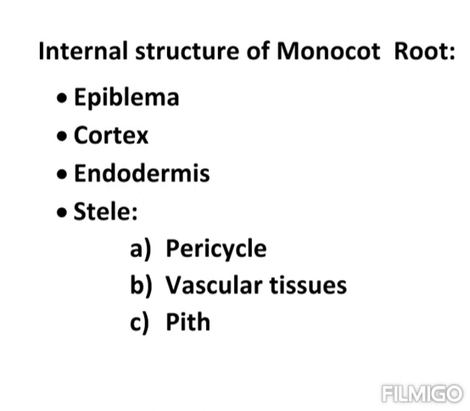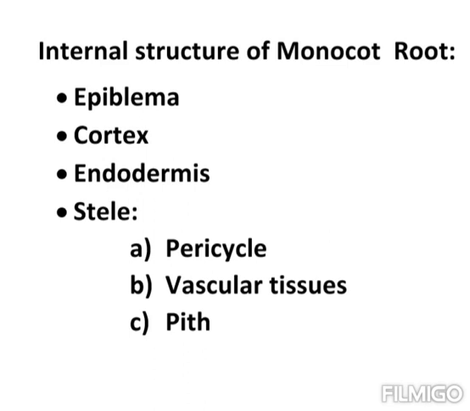Next is the pith. It is present at the center. Please look at the diagram. You can see at the middle some circular cells are present. That is the pith. It is made up of parenchyma cells with intercellular spaces, that is, in between the cells, spaces are present. It contains an abundant amount of starch grains. What is the function of pith? It stores food materials.